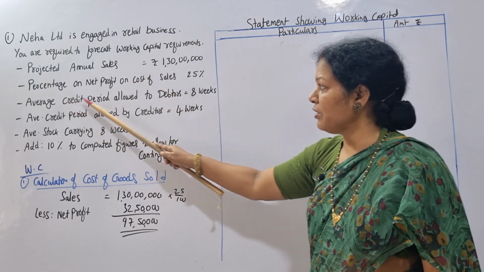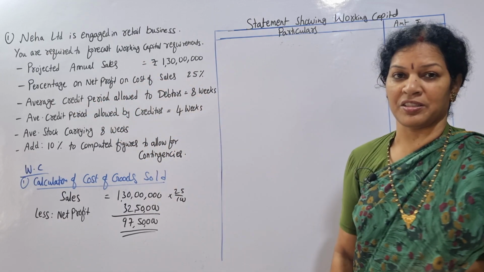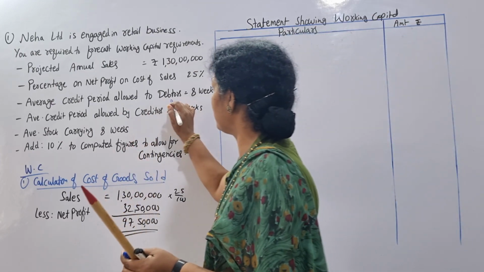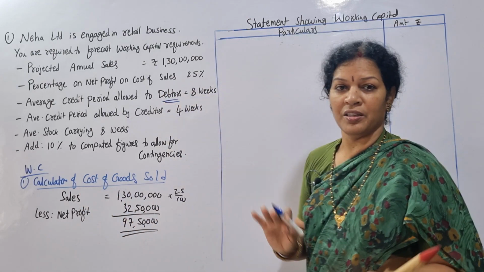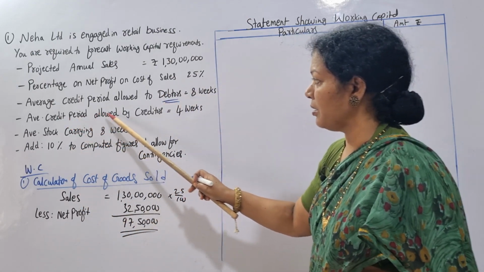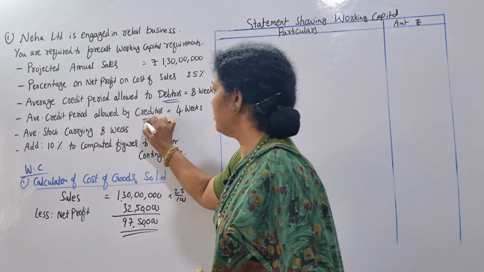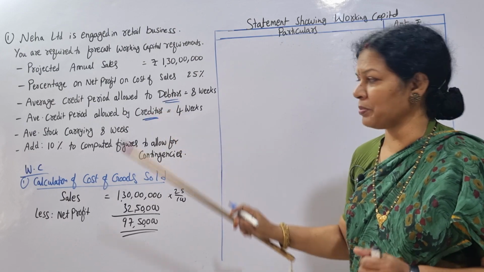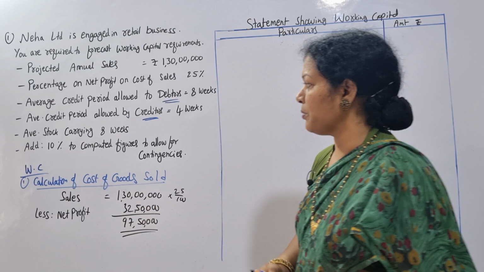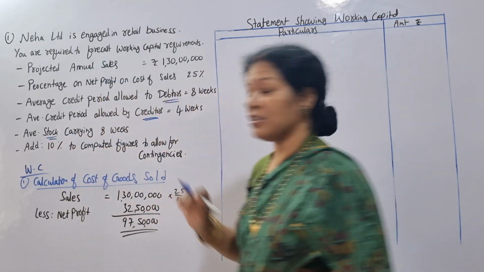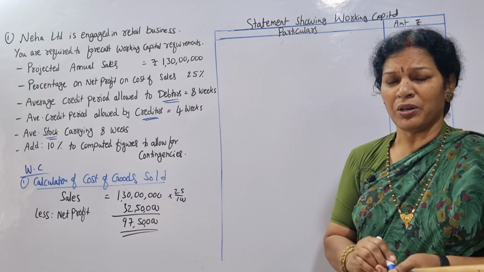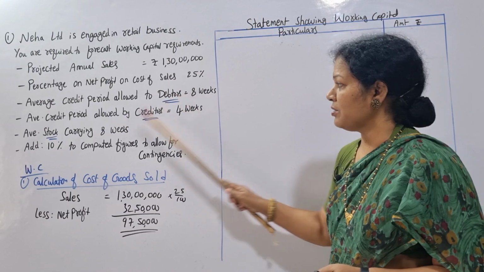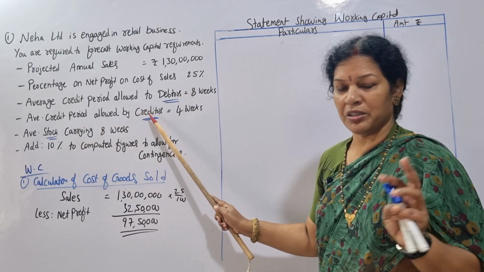Next one. Average credit period allowed to debtors is 8 weeks. Debtors means current assets. So this is related to the debtors. Next, average credit period allowed by creditors means current liabilities. Current assets, current liabilities. Two informations we have. Next, average stock carrying 8 weeks. Stock means this is current asset. So we have only 3 items. This is a simple problem I'm taking. So current assets, current assets, current liabilities. Only three items are there.